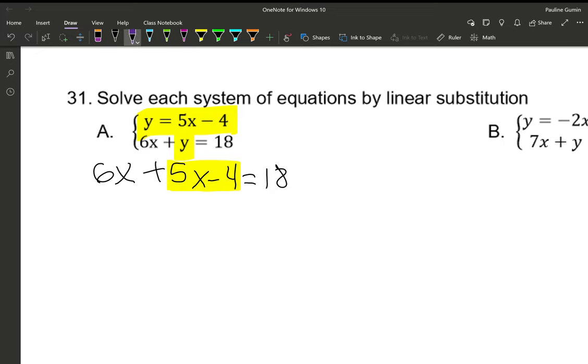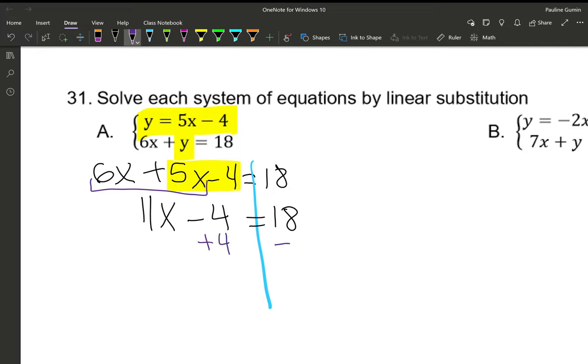Okay, what should be our next step, except for putting a line down the middle? Hopefully you thought combining like terms. And we have 6x's and 5x's. That gives us 11x's minus 4 equals 18. What do you think our next step should be? If you thought plus 4, you are absolutely right. So we are left with 11x equals 22. And what's our last step? Dividing by 11.